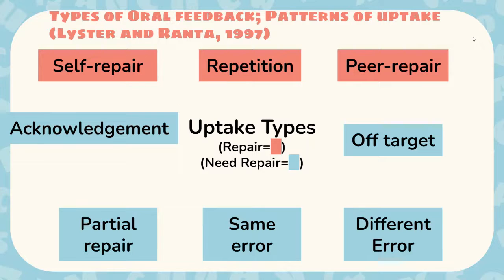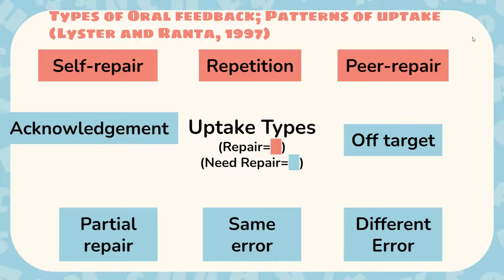And finally, we come to peer repair. Now, peer repair has almost the same concept as self-repair, where the student repairs it, but the teacher doesn't necessarily give the exact word for it. The only difference is that peer repair doesn't necessarily have to be done by the student, but by other people or a third party. Whereas that is repair. Next we come to need repair, where we start with off target. Now off target is when the learner responds to the feedback but not to the one that needs repair.